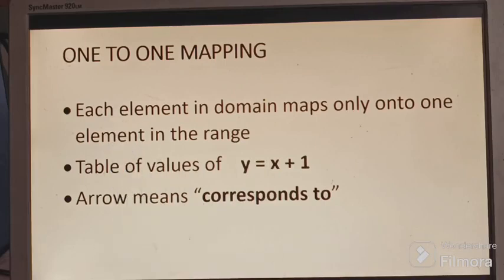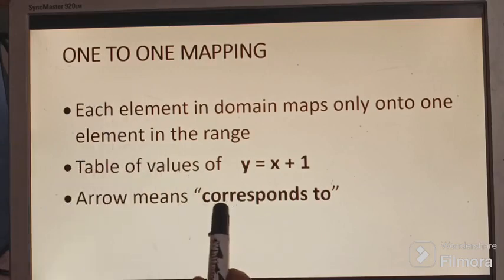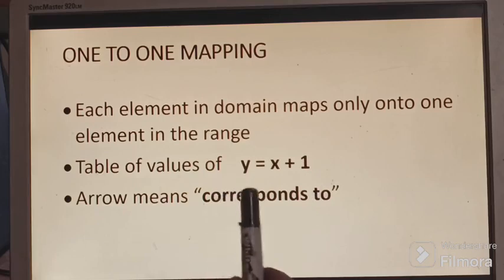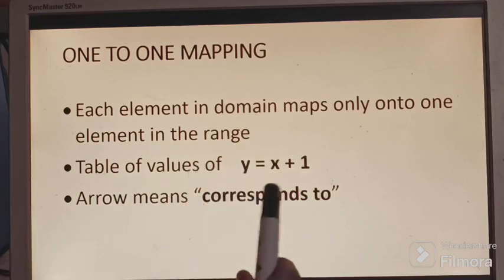So a good example, we are having a table of values of the line equation y is equal to x plus 1, and remember there is always an arrow, and we need to be able to define what that arrow means. So whenever we see an arrow in an example of one-to-one mapping, it means corresponds to. So let's look at an example of one-to-one mapping where we are using the table of values of the y is equal to x plus 1 equation.